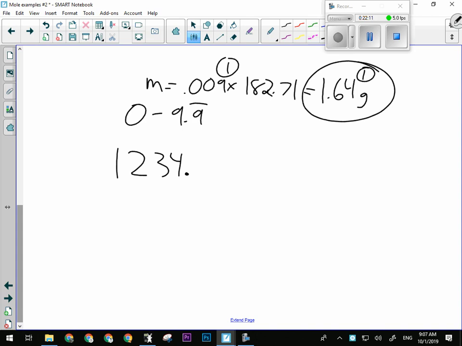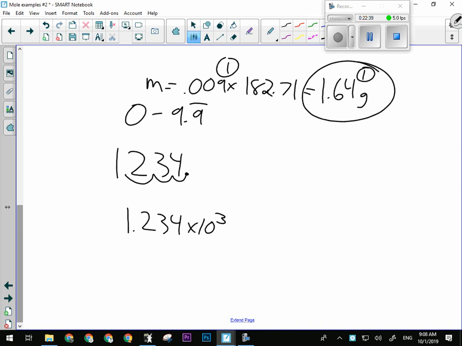Okay, so if I want to make this a number between 0 and 9.9, how many places do I need to move the decimal? 3. So 1, 2, 3. Okay, so now in scientific notation, that's 1.234 times 10 to the 3. And 10 to the 3 is 1,000, right? 1.234 times 1,000 is 1,234. Everyone okay with that? That's how scientific notation works.